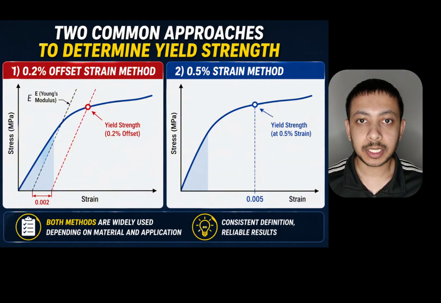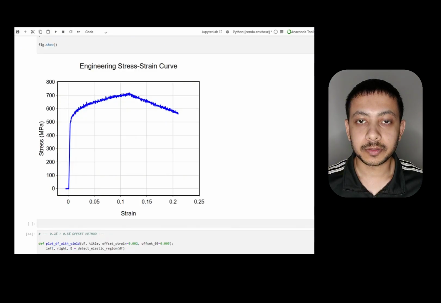So in this video, I'm going to share the details of two different standards that people typically use to find out the yield strength using a stress strain curve. The first one is the 0.2% offset method. This is the most widely used approach.